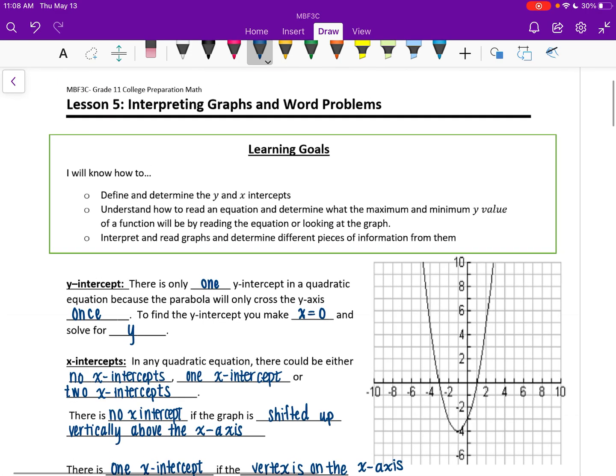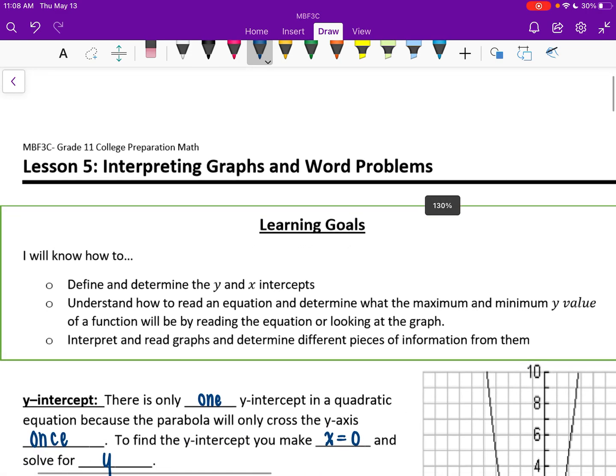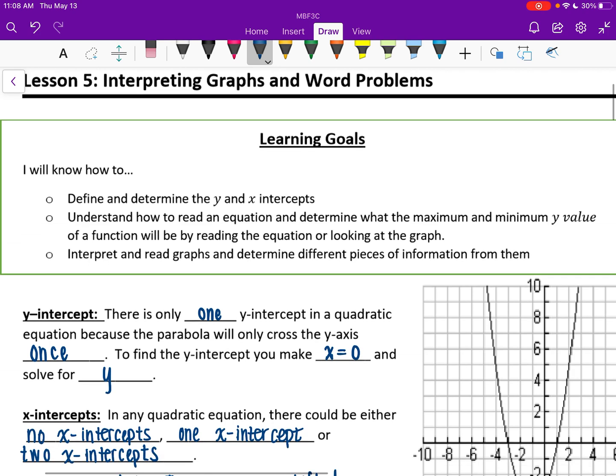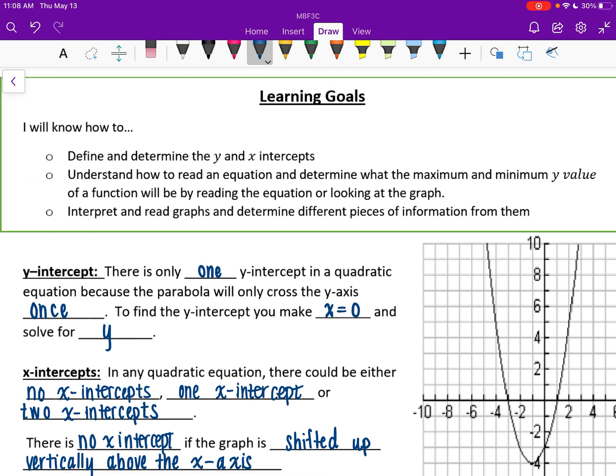Hi class, today we're going to be going over lesson 5, which is interpreting graphs and word problems. By the end of this lesson, and this is the last lesson in our unit, you'll be able to determine and define the y and x intercepts. We're going to go into this in more detail in our next unit, but we're just doing a little bit of an introduction to this topic.